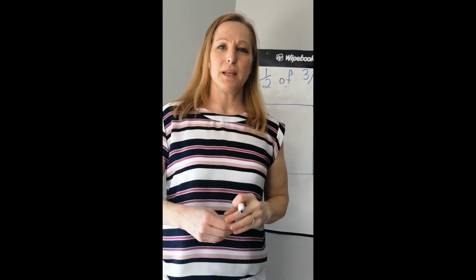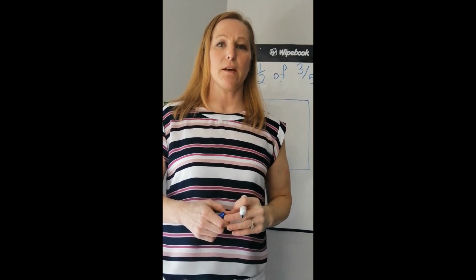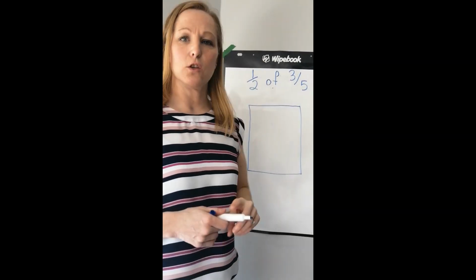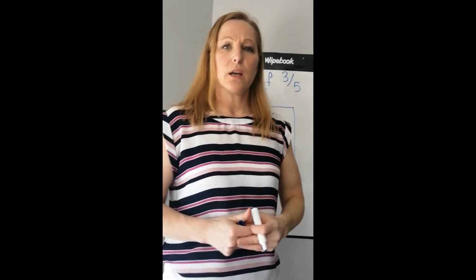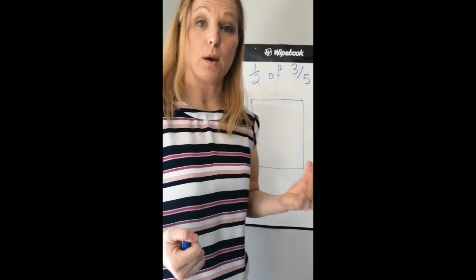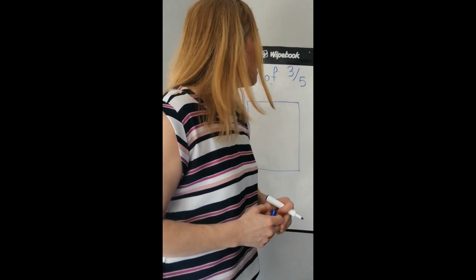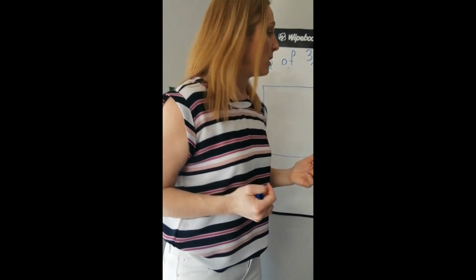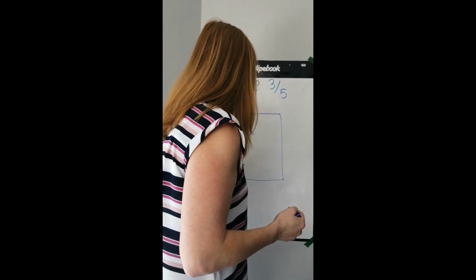So if I see something that says half of 3/5, all I'm trying to do is split this into two pieces. In your book, they show you how to do it with paper folding. I think it's a little bit more complicated folding paper, so I'm just going to use some different colors here to represent what we're talking about. So if I'm trying to find half of 3/5, the first thing I need to do is find 3/5.